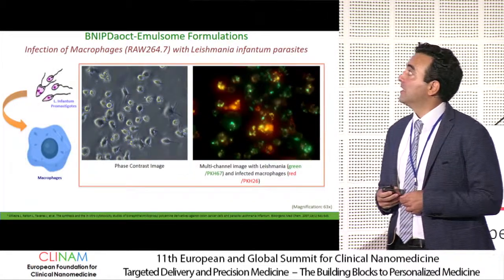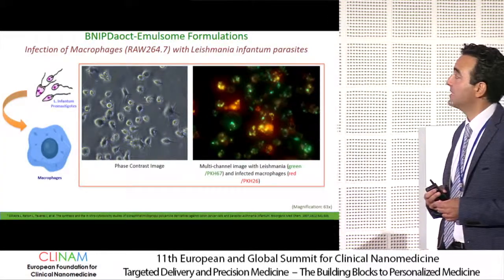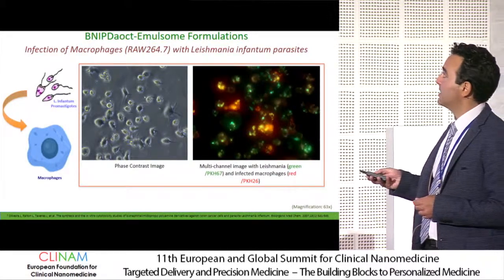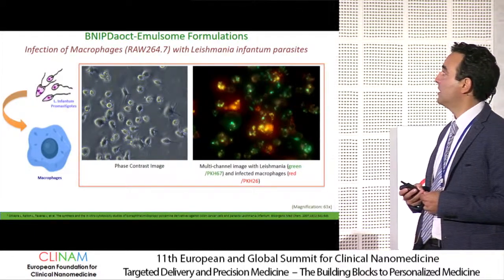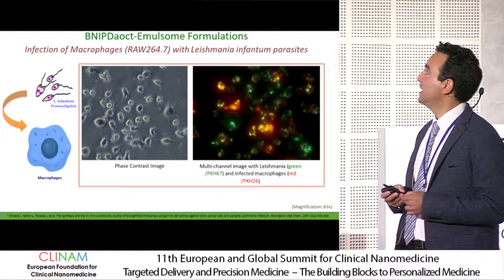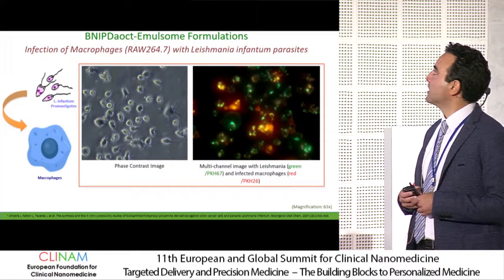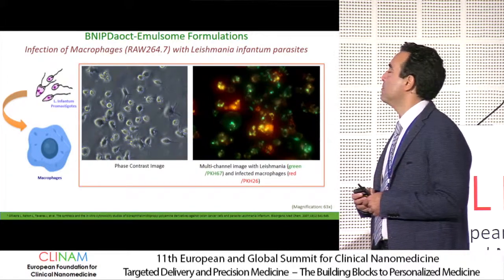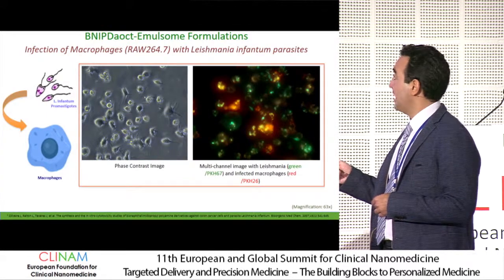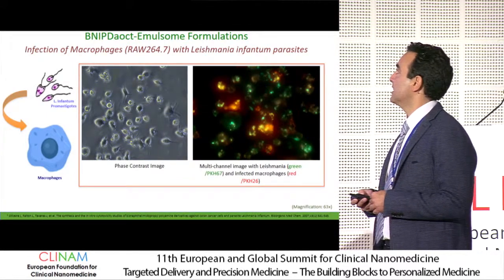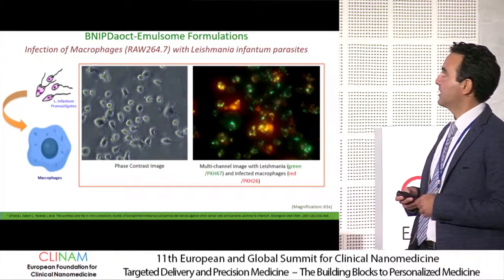And as the last cell culture study, we have infected our macrophages with Leishmania infantum parasites. On the left-hand side, you see the phase contrast image. And on the right-hand side, you see the multi-channel image where Leishmania is colored green with PKH67 dye, and infected macrophages are labeled red with PKH26 dye.